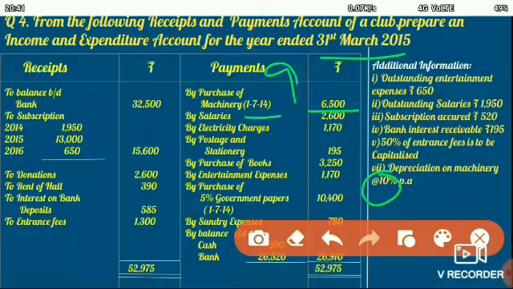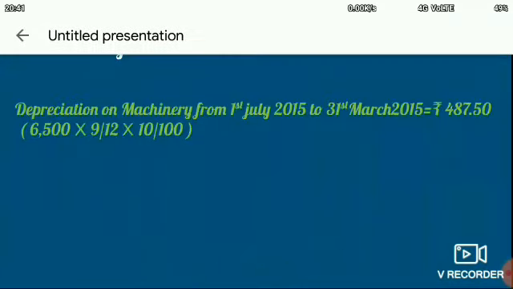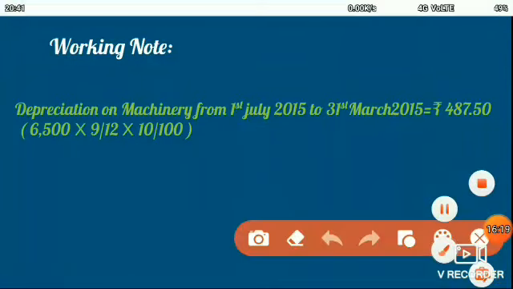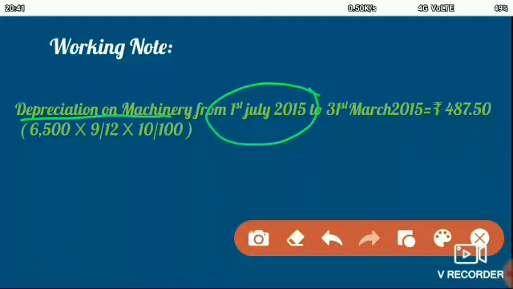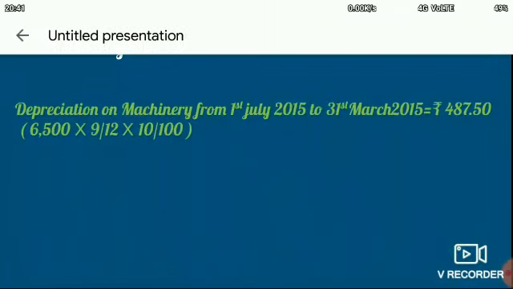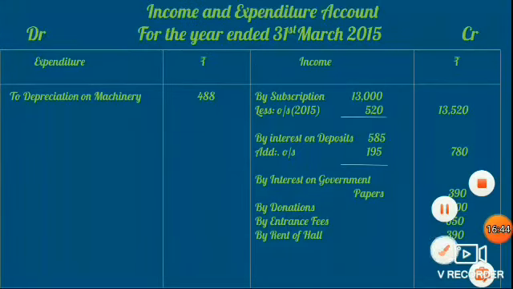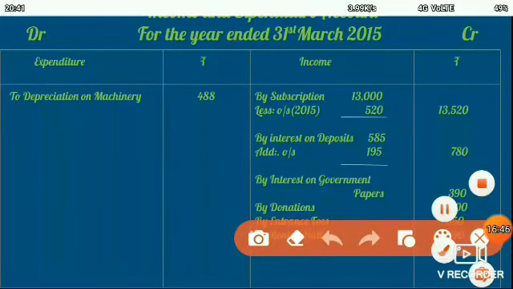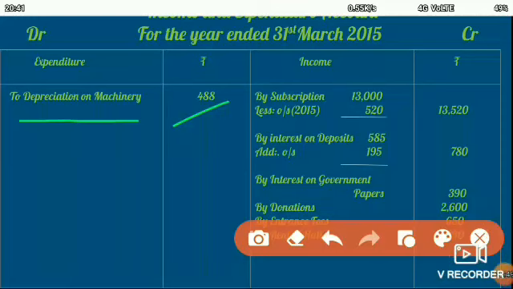So when we calculate this, this is how we can calculate it in our working note. Depreciation on machinery from 1st July to 31st March 2015. This is for 9 months at the rate of 10% on 6500, which is 487.50 paisa. So in order to avoid the decimal, we can round up by writing the amount as 488. So when we show this in our account, it will appear like this. On our expenditure side, we'll write to depreciation on machinery 488.